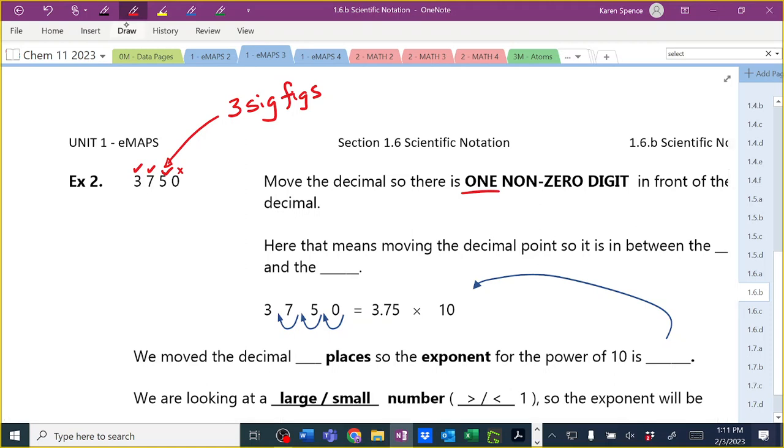So we're going to move our decimal 1, 2, 3 places to the left. So we end up with 3.75. Should I have 3.75 or should I have 3.750?